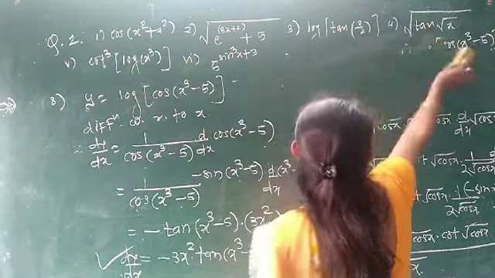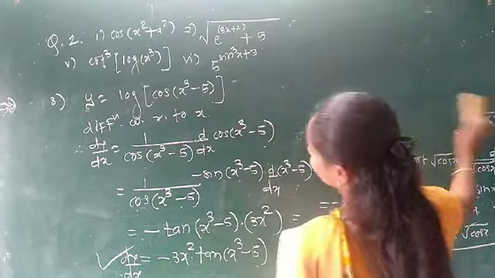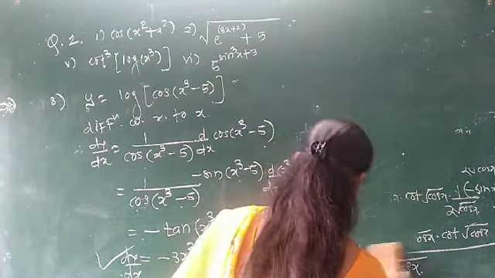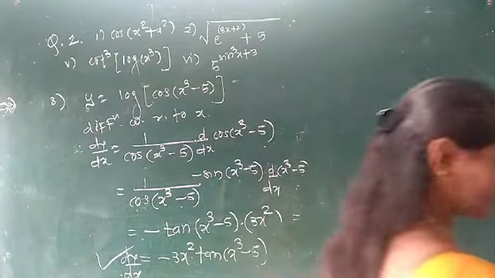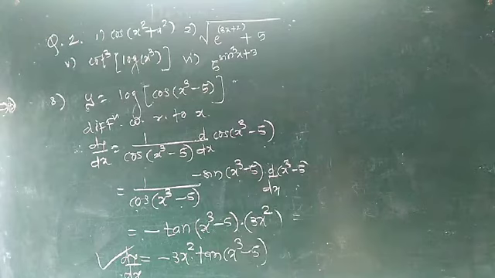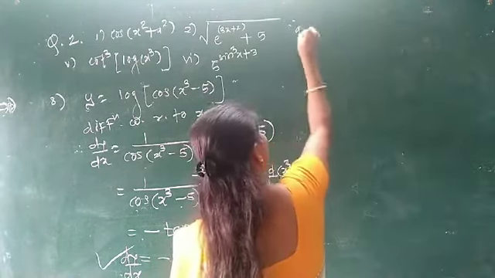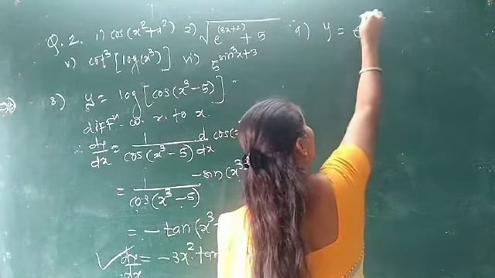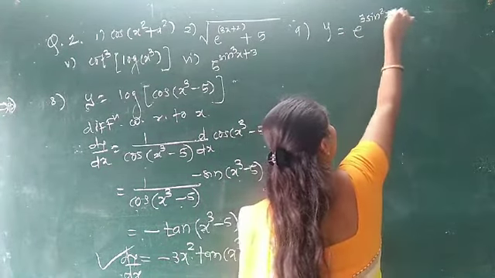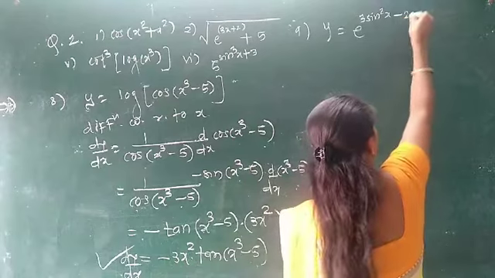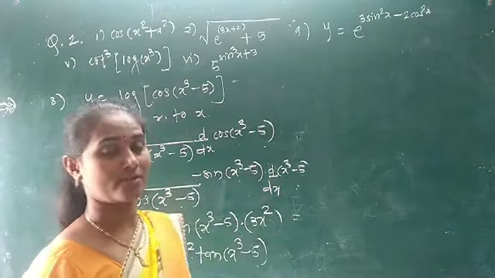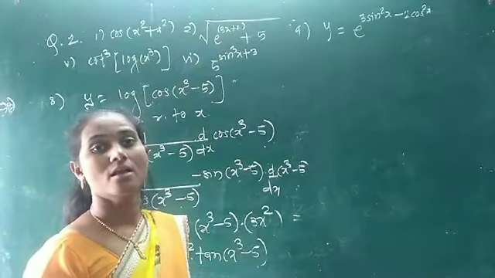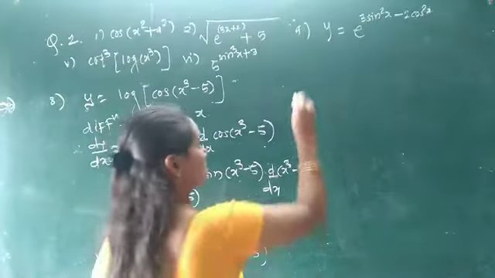Now question number 9. y is equal to e raised to 3 sin square x minus 2 cos square x. This is in the form of e raised to f of x. And what is the derivative of e raised to f of x? e raised to f into f dash.